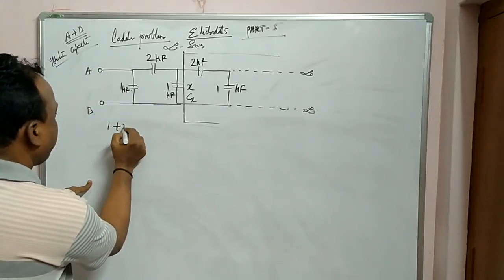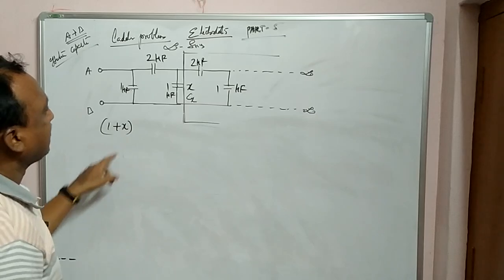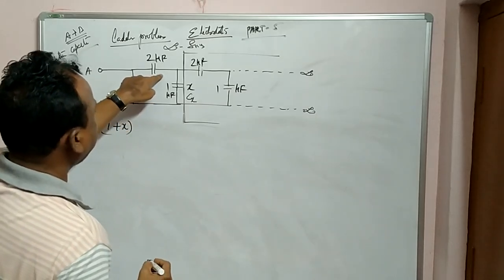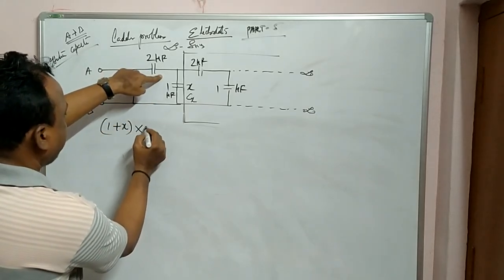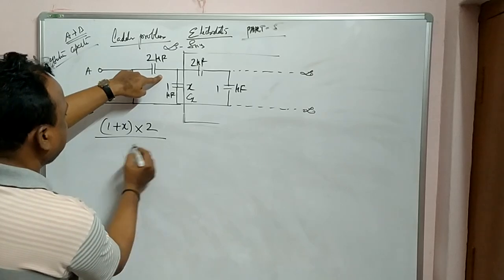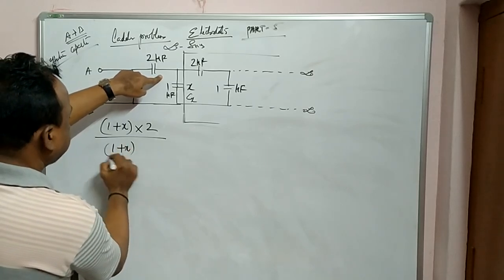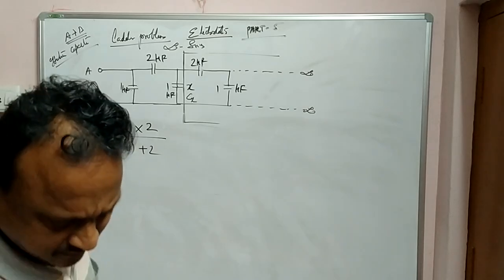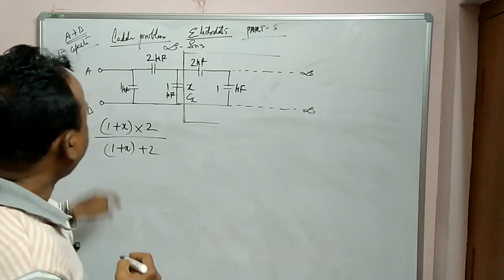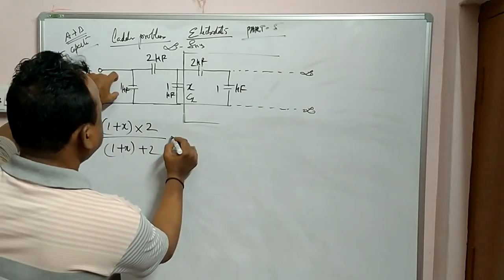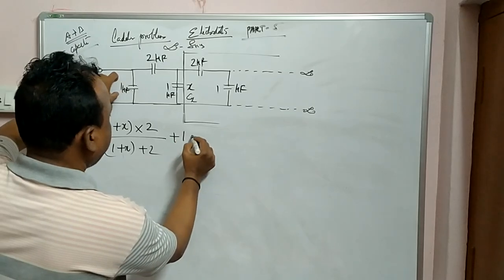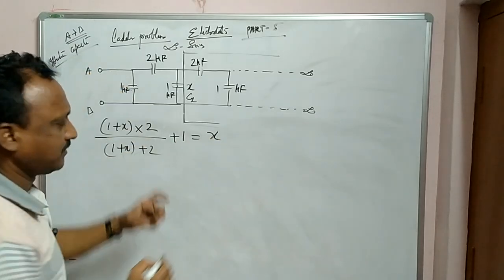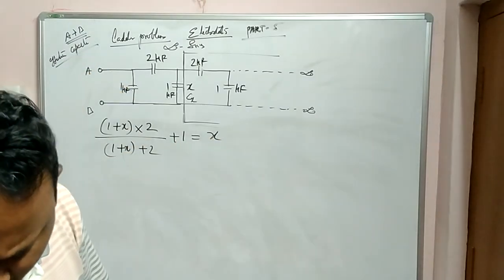So what is the value? 1 plus x. And with this one it is again series. So 1 plus x into 2 by 1 plus x plus 2. And again with this one it is parallel, plus 1, and this will be equal to x. Please check it. This will be equal to x.